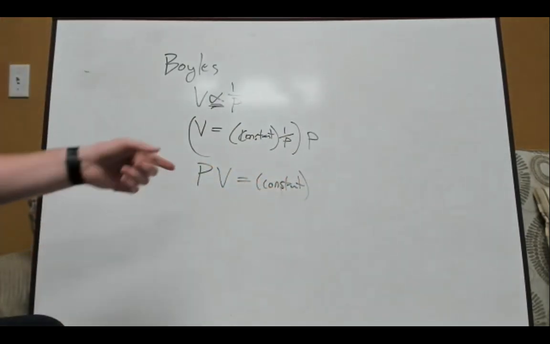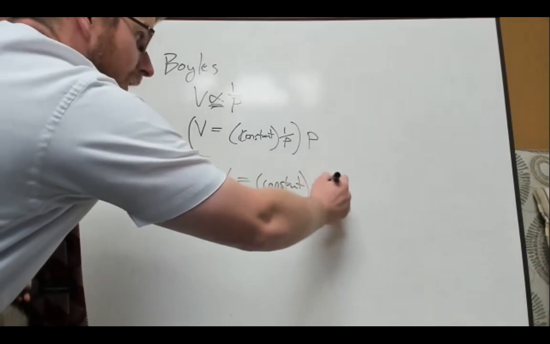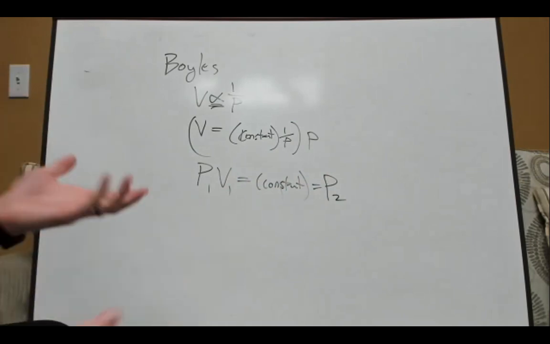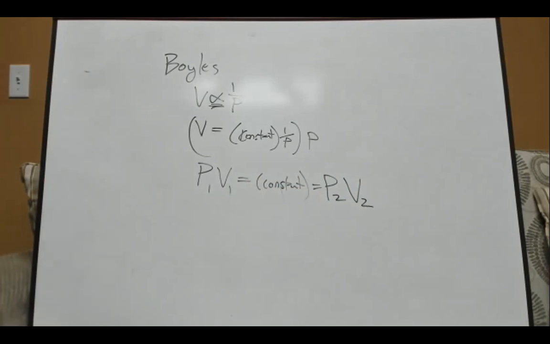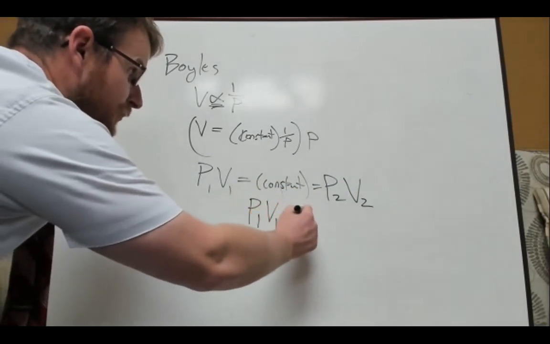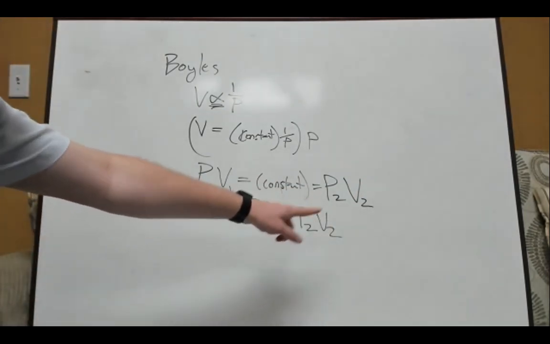Now, what's really nice about constants is they never change. Let's say we're looking at gas number 1, and we change the pressure of gas number 1 to make a new form, a new treatment. Well, the volume is going to change. And since the constants don't change, we drop it out. And so we made P1V1 equals P2V2.